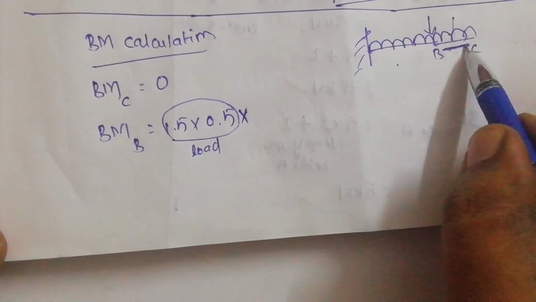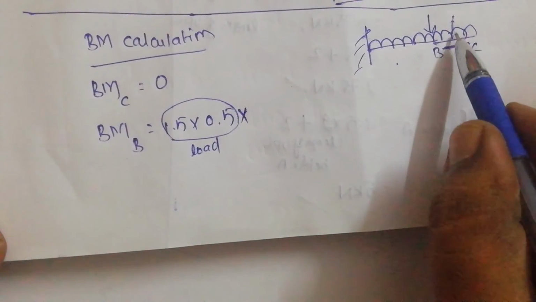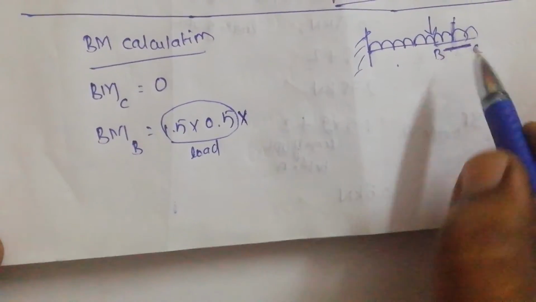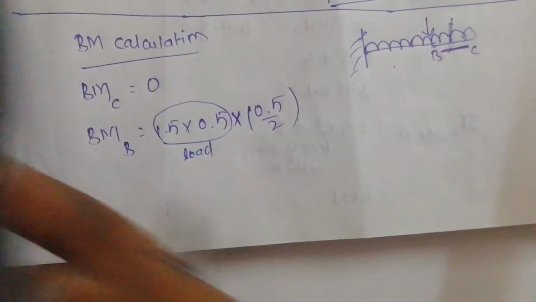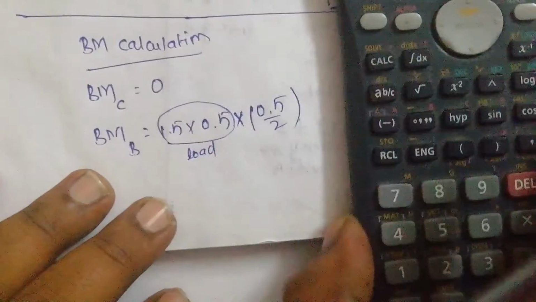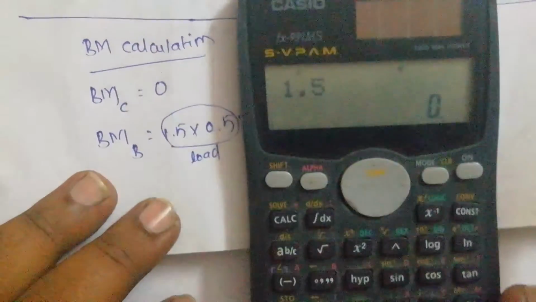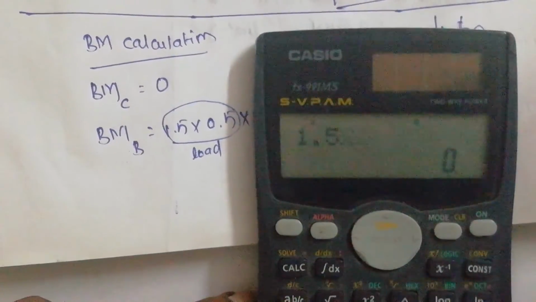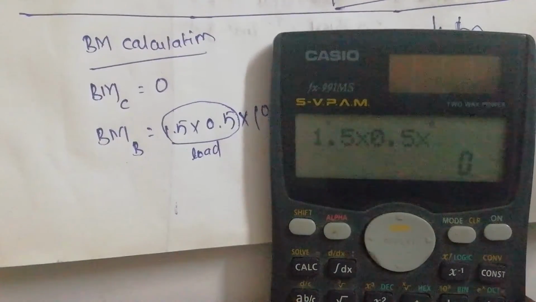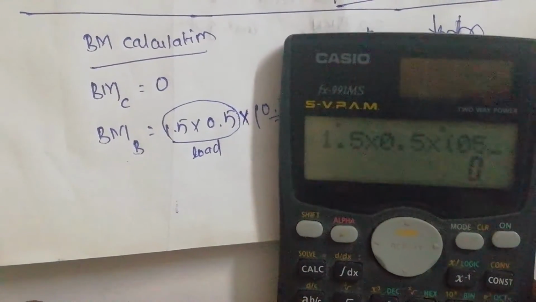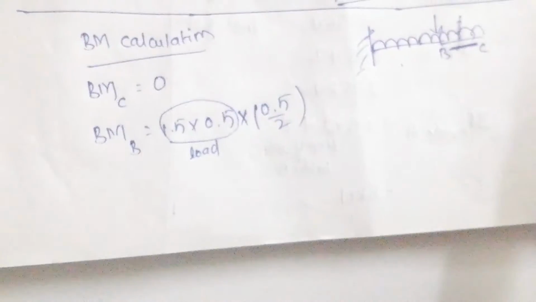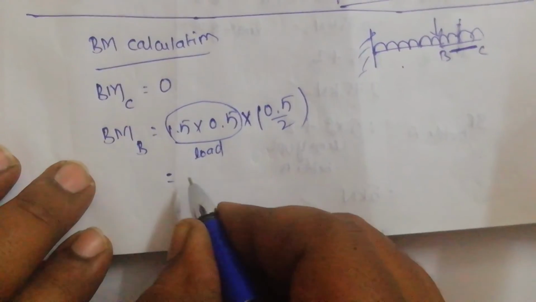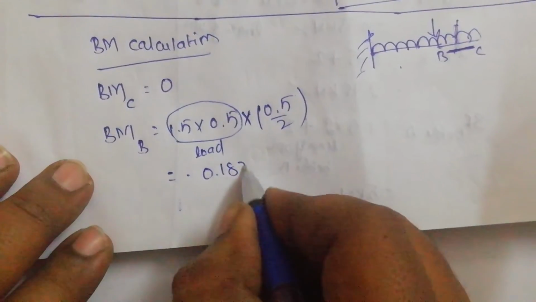So since we are considering only this length, the CG will be concentrated at half of this length, that is 0.5 divided by 2. So do the calculations for this. What is the value we are having? 1.5 into 0.5 into 0.5 divided by 2. The answer you are going to get is 0.1875. Okay, so I am writing the value 0.1875.